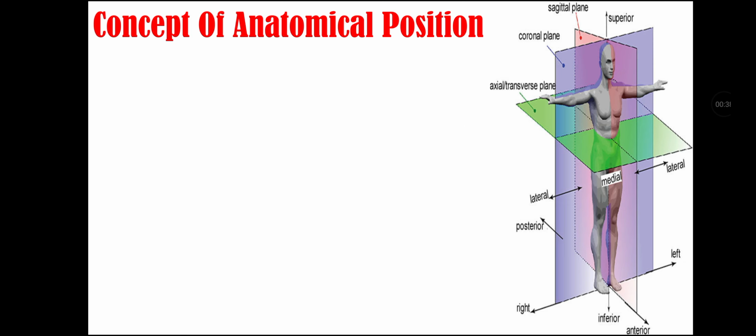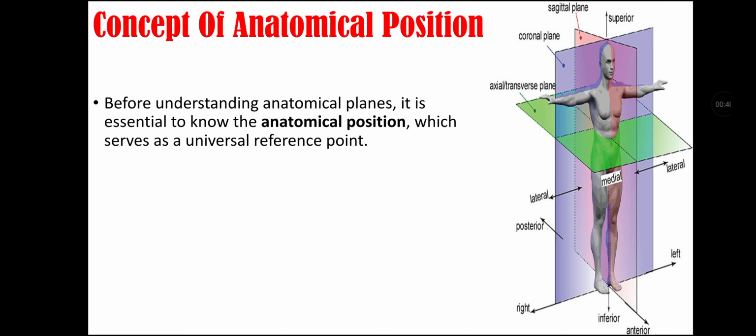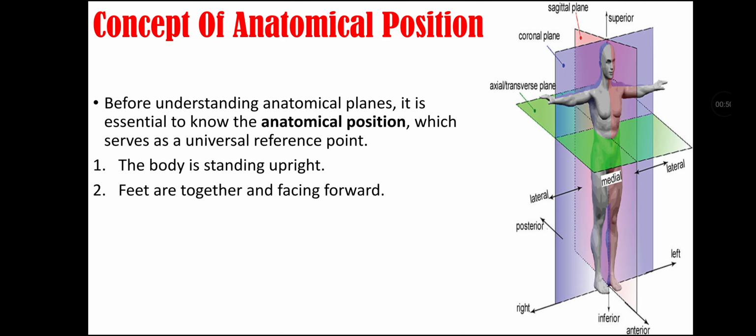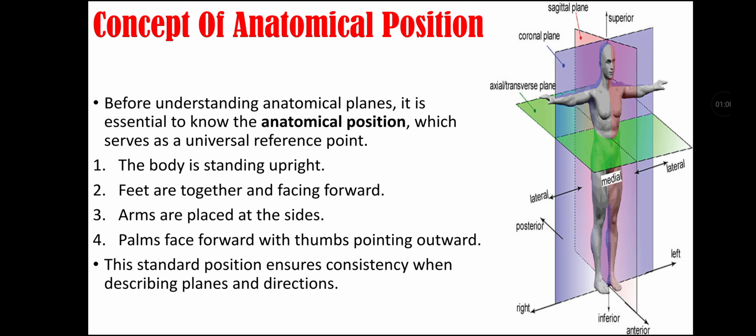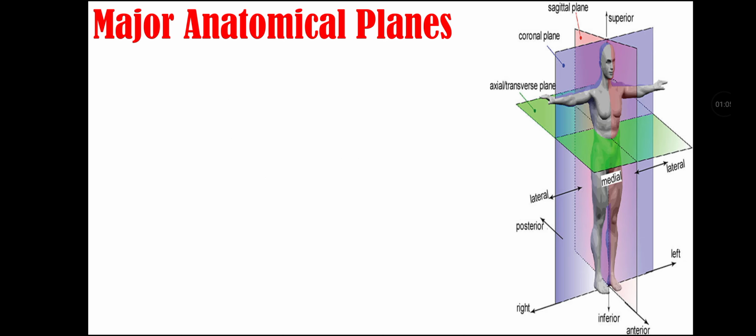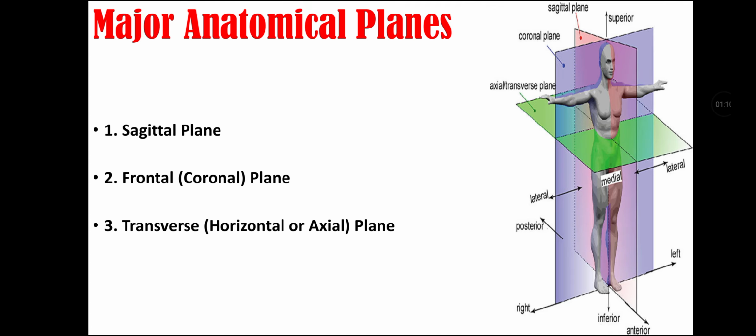Concept of anatomical position. Before understanding anatomical planes, it is essential to know the anatomical position, which serves as a universal reference point. In this position, the body is standing upright, feet are together and facing forward. Arms are placed at the sides and palms face forward with thumbs pointing outward. This standard position ensures consistency when describing planes and directions. The major anatomical planes are sagittal plane, frontal plane, transverse plane, and oblique plane.